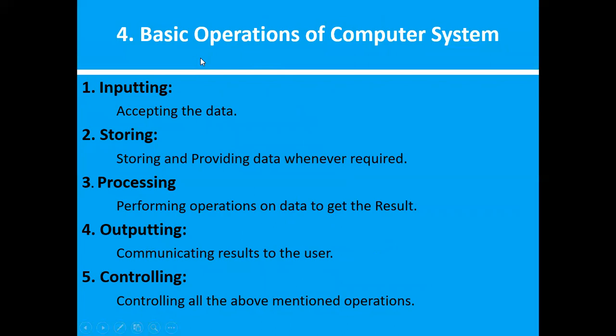So these are the basic operations of a computer system. In terms of inputting, we accept the data from the end user by making use of input devices, that is, keyboard or mouse. Next one, storing and providing the data whenever it is required. This operation is implemented by the memory.